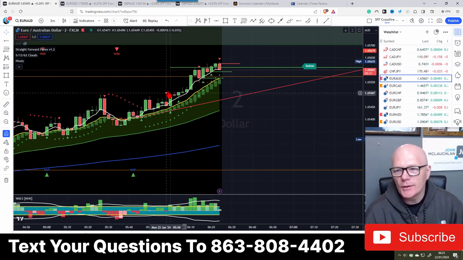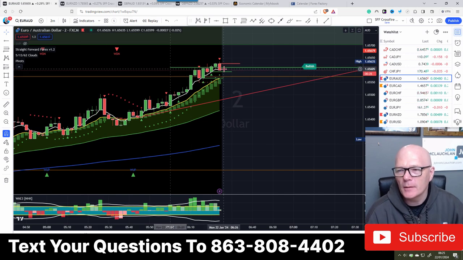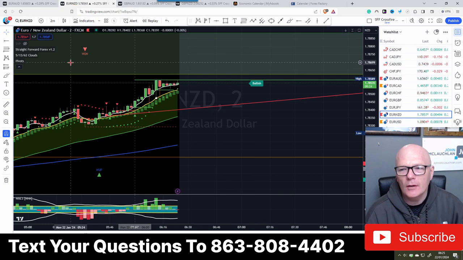So we've had this push previous to 6 a.m. It looks like maybe price is starting to consolidate a little bit. Euro NZD, same thing. We're back into, in fact, we haven't even gone out of the zone. You can see how the price has respected the trend line.